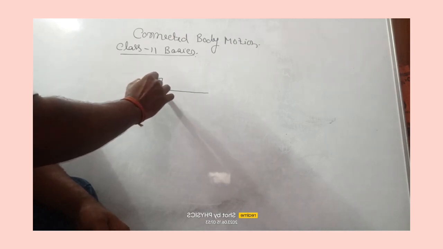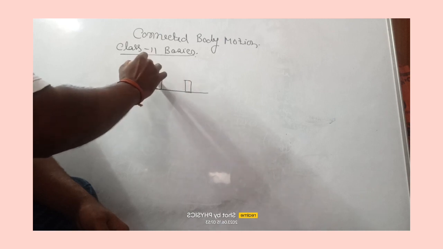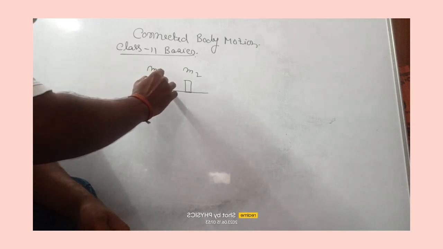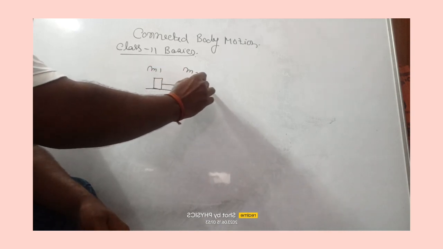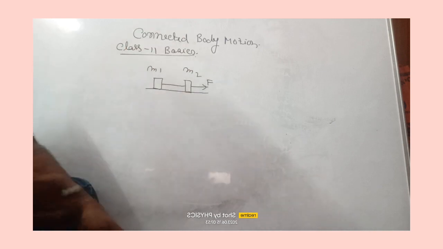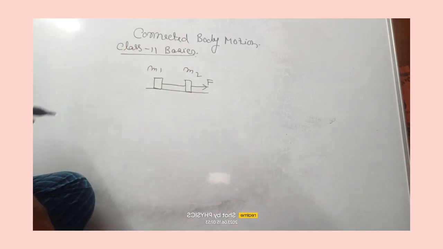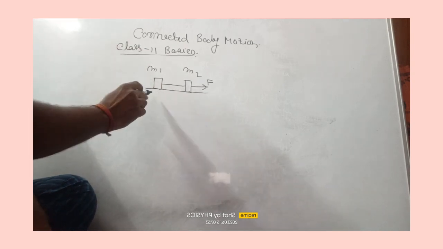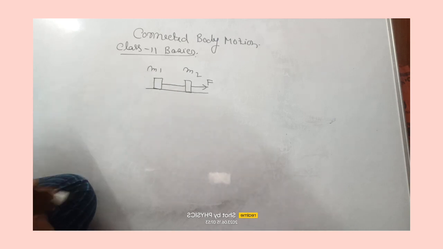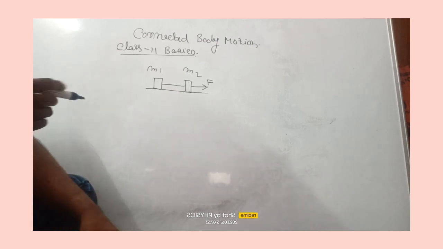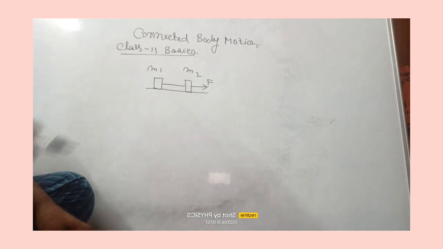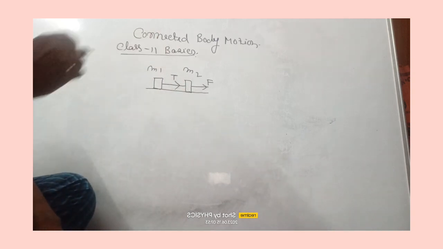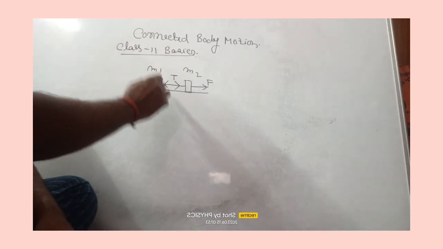Let us consider two blocks of mass m1 and m2. They are connected by a string, and a force is applied on the string in the rightward direction. Now we have to calculate the tension acting between the blocks, on the connecting string. So here the tension for the m1 acts in one direction and the tension for the m2 acts in the opposite direction.